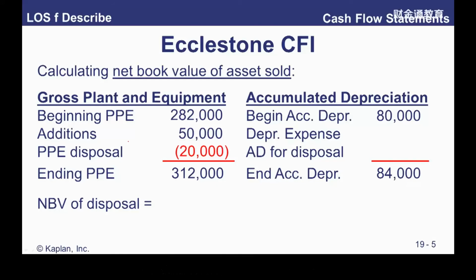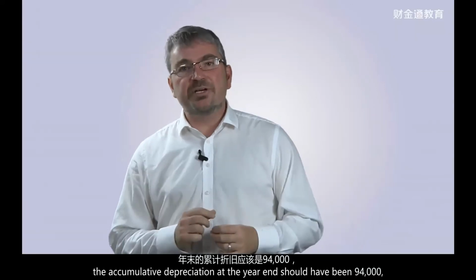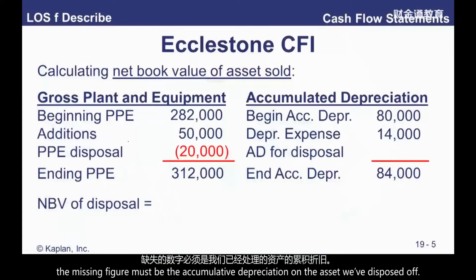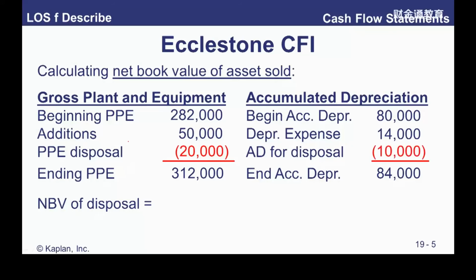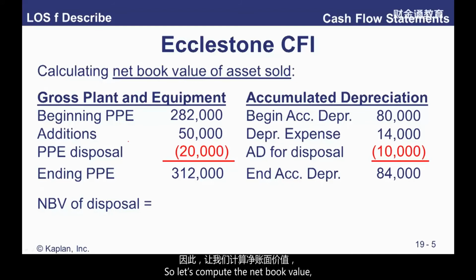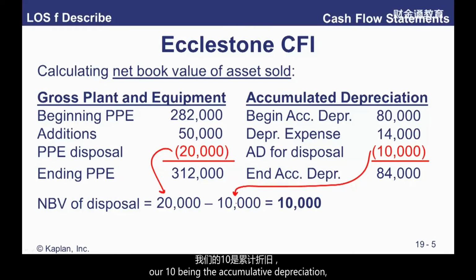That was 14,000. Now, of course, what that means is if there was no asset disposal, the accumulated depreciation at the year end should have been 94,000. But it's not, it's only 84,000. The missing figure must be the accumulated depreciation on the asset we disposed of. So 10,000. So we now know we disposed of an asset that had a gross cost of 20,000 and accumulated depreciation of 10,000. So let's compute the net book value, the carrying value of the asset disposed of. 20 minus 10, okay, so 20 being the gross cost and 10 being the accumulated depreciation, and that gives us a net book value of 10,000.